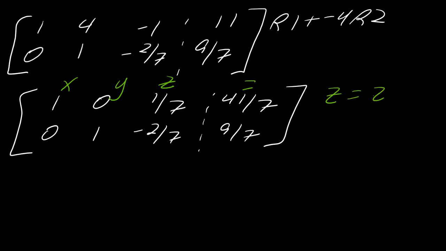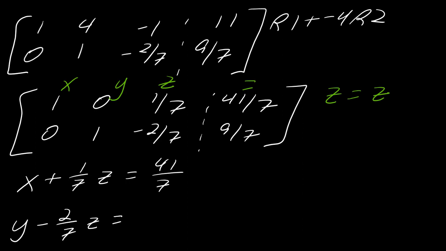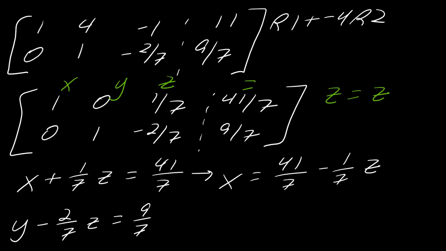So remember, since this is infinite solutions, I'll start with z equals z. Then I've got x plus 1/7 z equals 41/7. And the other line says y minus 2/7 z equals 9/7. So if I solve each of these, for x this becomes 41/7 minus 1/7 z, and the other one will be 9/7 plus 2/7 z. And you can put that in an ordered pair if you wish, but that is the structure.